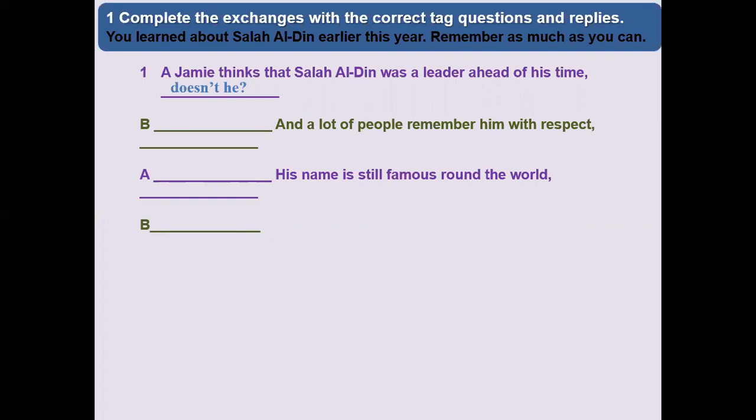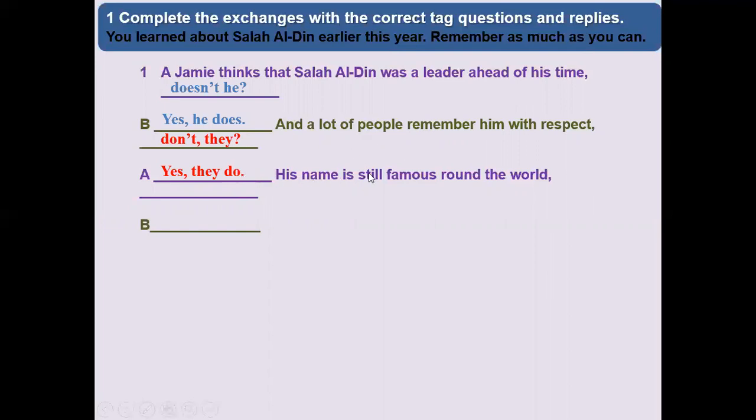Doesn't he? Okay, Jamie thinks. Thinks, so doesn't he, it's present simple with S. Doesn't he? Jamie means he. Doesn't he? Yes, he does. And a lot of people remember him with respect. A lot of people remember. We want to derive from remember. Don't they? Don't they? Yes, they do. Okay, as if I agree with him. A lot of people remember him. People remember him. Yes, they do.